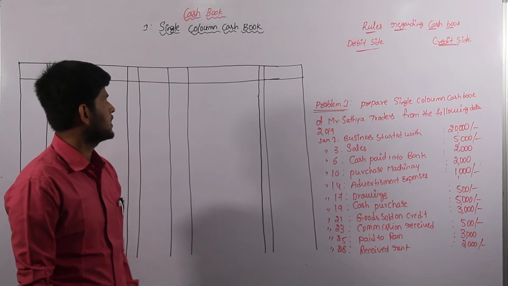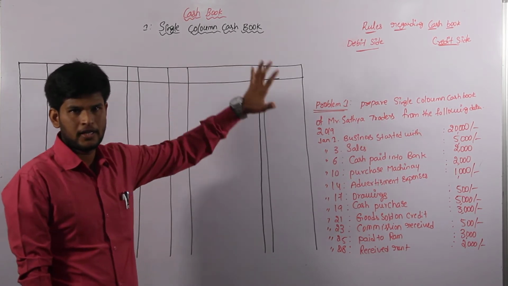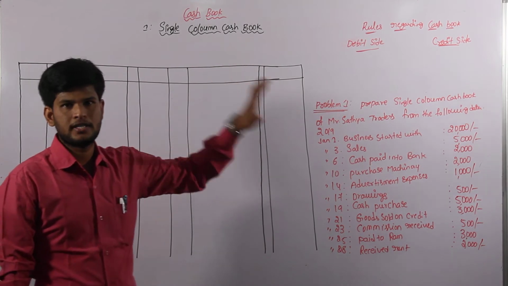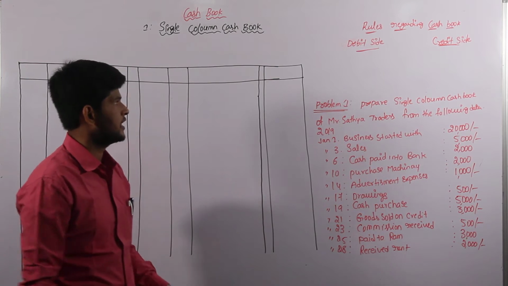And come to the rules regarding cash book. Not only for single column, all rules are similar to the single, double as well as three column cash book. Let us know the rules regarding cash book.